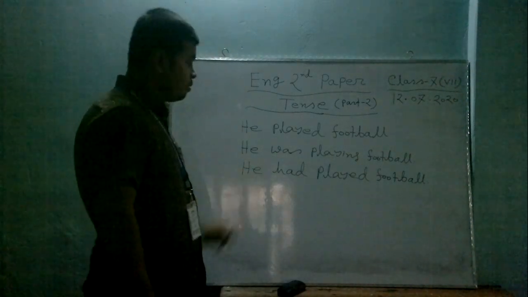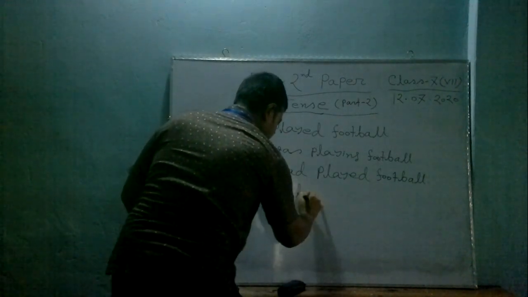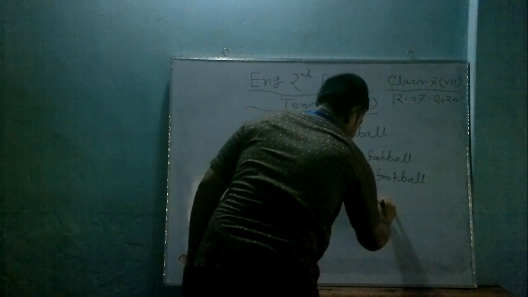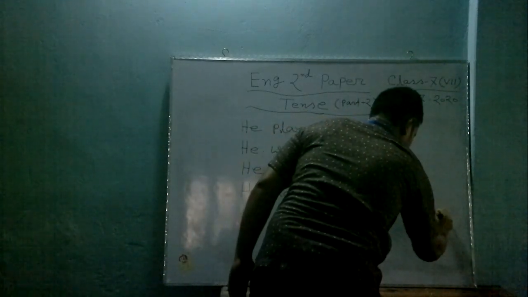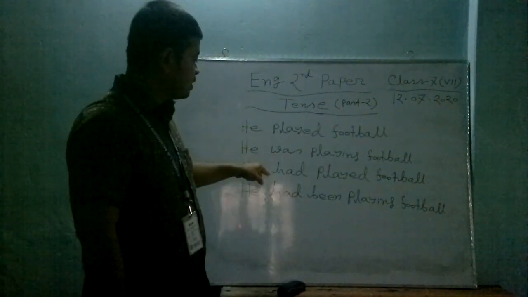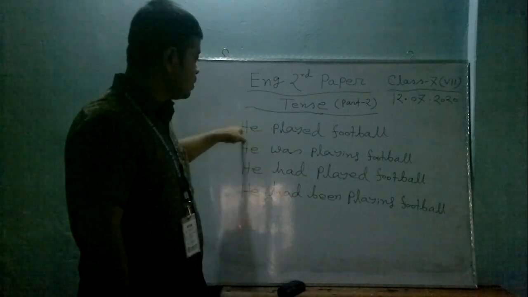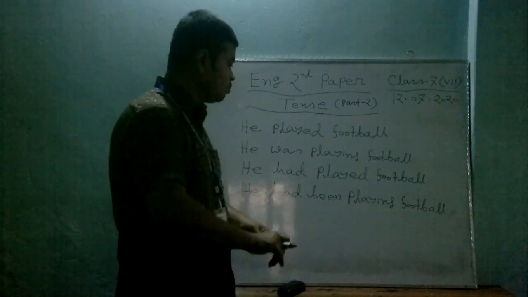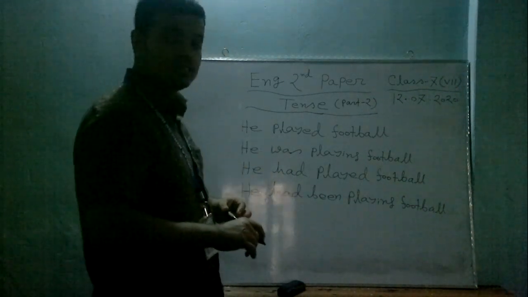Now we can make it in past perfect continuous tense. He had been playing football. These are the four sentences we make by following the structure of past tense: first one is past indefinite tense, past continuous, past perfect, and past perfect continuous. I think you will better understand this structure, and then you make the sentence very carefully.